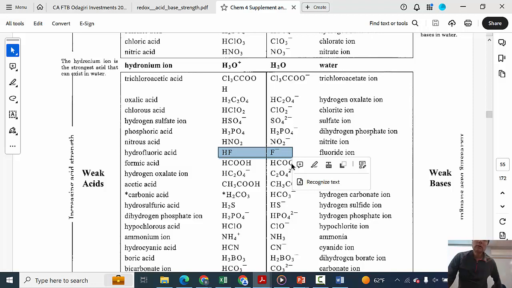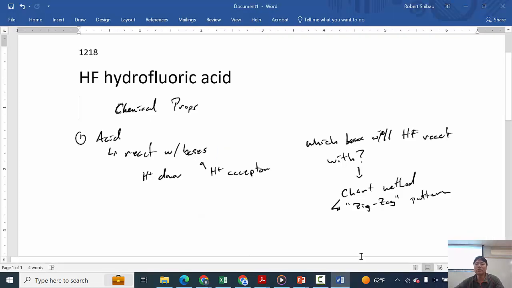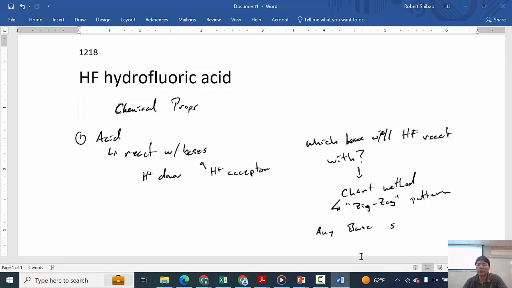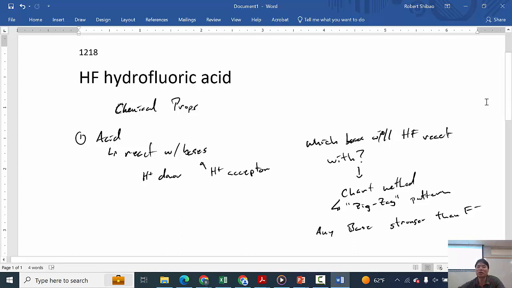The one that's right next to it, they just cancel each other out. They don't go anywhere. It's just going in a circle, basically. And so any base that's stronger than fluoride. A base that's weaker is not going to be favorable. There's going to be no driving force. So we're going to get a driving force with a base that's stronger than fluoride.